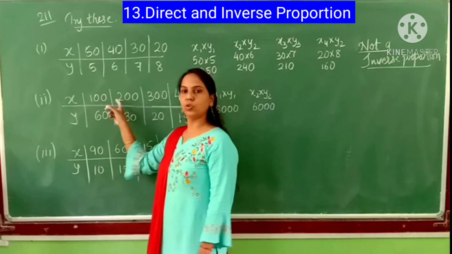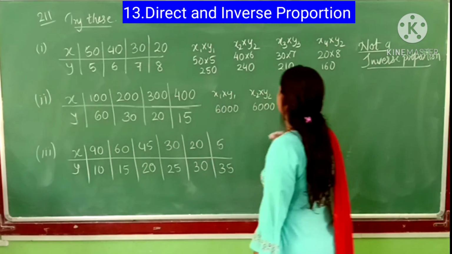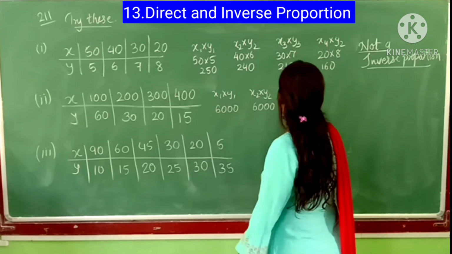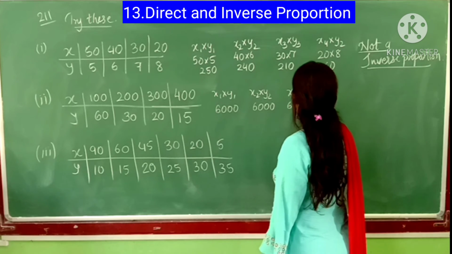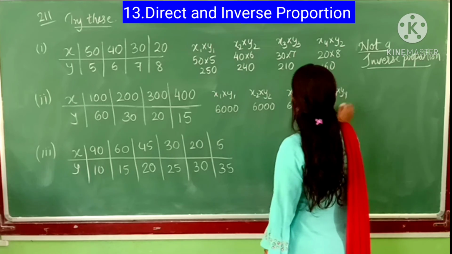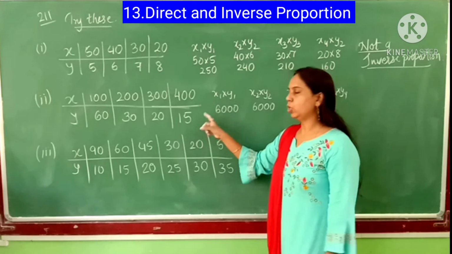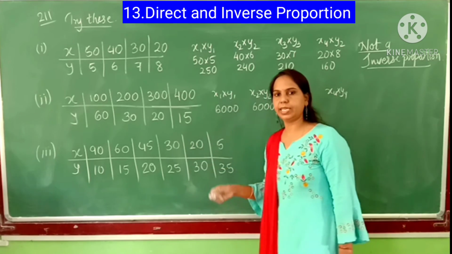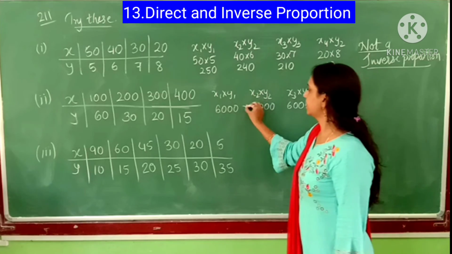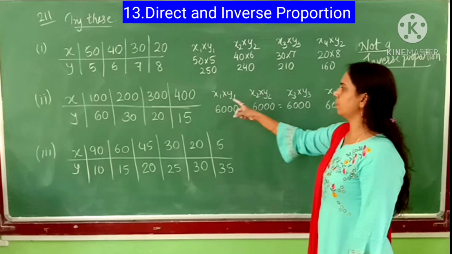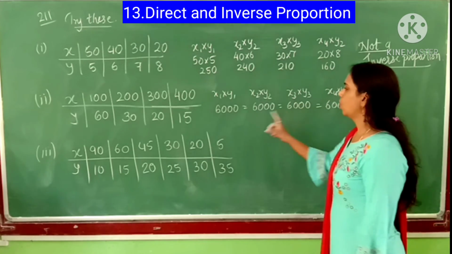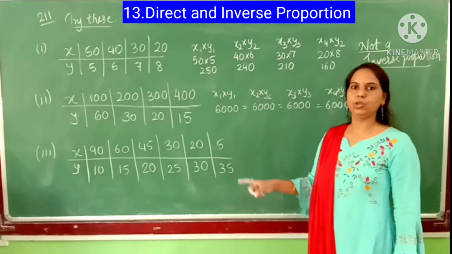3 zeros and 3 into 2 is 6. Next, 300 into 20, x3 into y3. So 3 zeros and 2 into 3 is 6, that is 6000. Next, x4 into y4, what we will have? 400 into 15. So 15 into 4 is 60 and 2 zeros, that comes to 6000. So here you can see that x1 into y1 is equal to x2 into y2 is equal to one constant, same value.